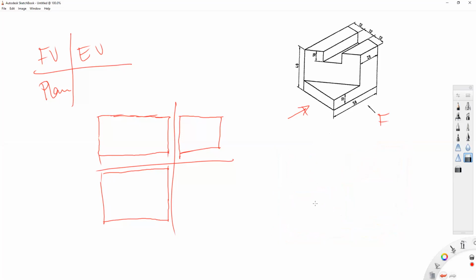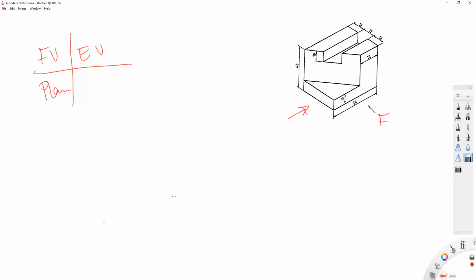We have been able to determine that we are going to have the front view here, the end view here, and the plan. Do you agree with that? Any questions?